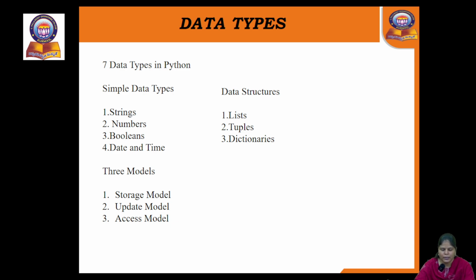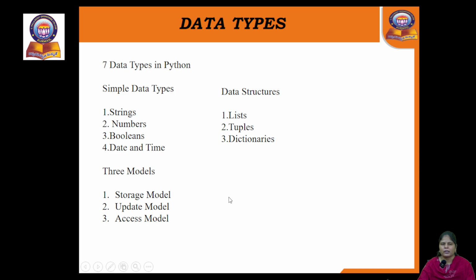Simple data types and data structures. Simple data types like strings, numbers, booleans and date and time will store the data as a single value. Coming to the data structures, we can even call them containers, as they will store the data in bulk. The list, tuple and dictionaries come under the data structures.